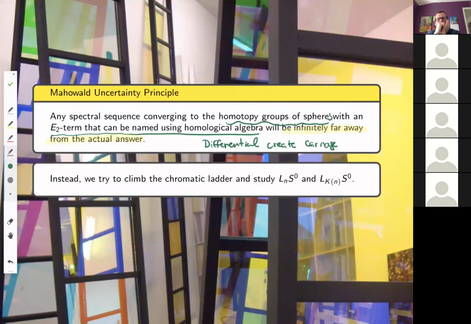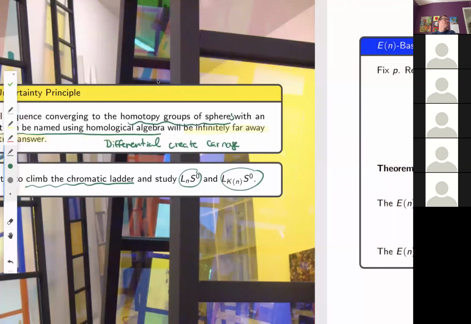Okay, but that hasn't stopped people. So the world expert is in the room. It's Dan. So that doesn't have to stop you. But for a while, it might divert your attention. Maybe you're like, okay, I won't go at it directly. Instead, I'm going to try to climb the chromatic ladder, and I'm going to try to study this or this instead. And that has been a popular approach in this problem. So that's going to be the goal for the rest of the talk.